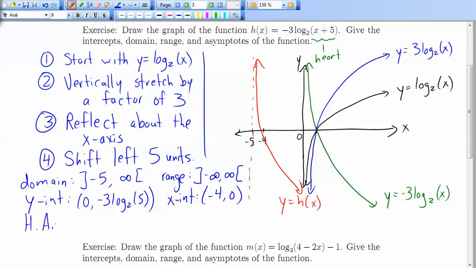For the horizontal asymptote, we have none. We never do for a logarithmic graph. For the vertical asymptote, we have x equals -5.